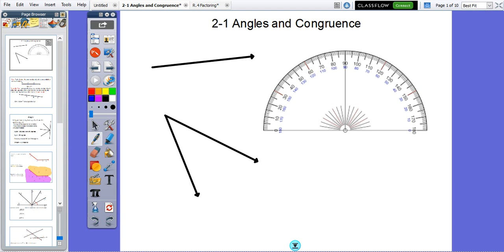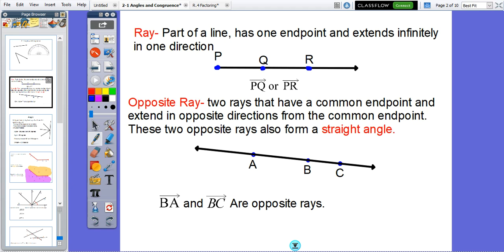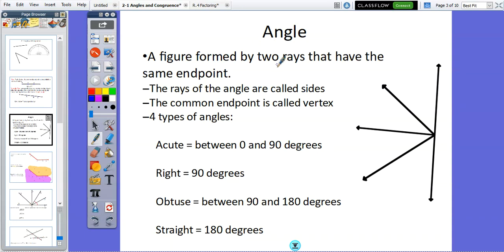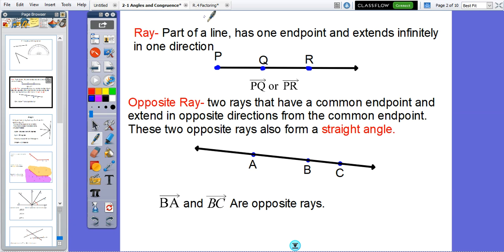Let's start this out by looking at the parts of an angle. So, it's an angle right here. Let's go back here. The angle is made up of two rays that have the same starting point. So let's talk about what rays are. Rays are part of a line.